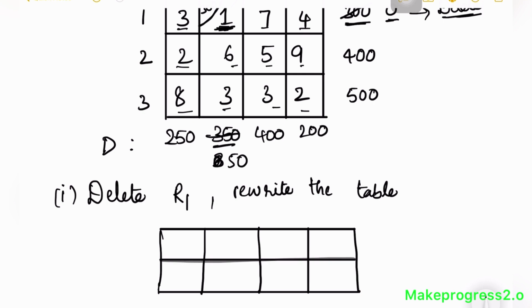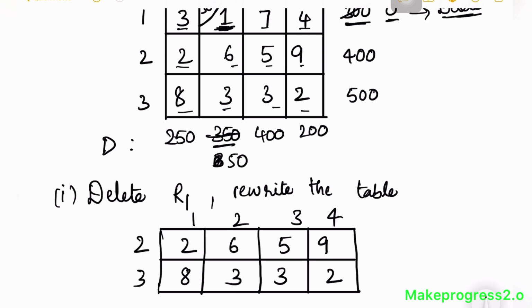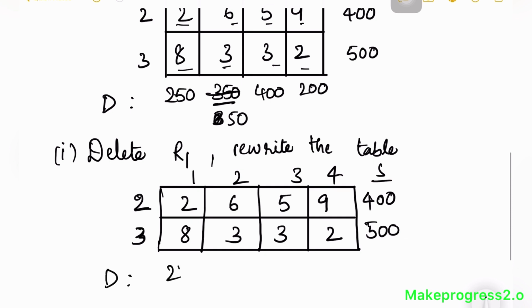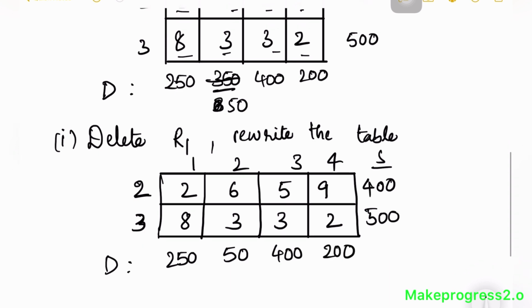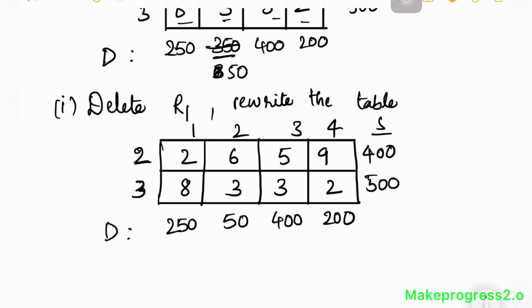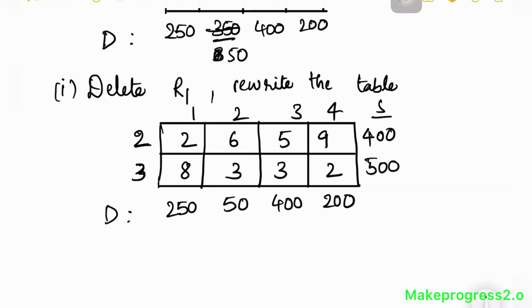Let me write the values: 2, 6, 5, 9, 8, 3, 3, 2. So 1, 2, 3, 4, and here we have deleted the first row, so we have to write it as 2, 3. It's not 1, 2, 2, 3. Do remember that. And next in the supply side we have 400, 500, and then in the demand side you have 250, 50. Since we have deleted 300 from 350, we got only 50, and next 400 and 200. And now we have to check for the least cost cell. So here we have two 2s.